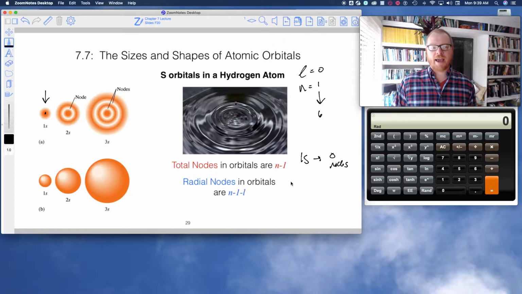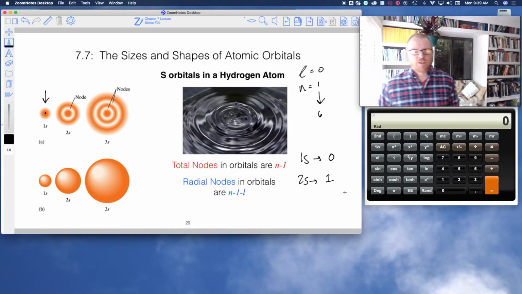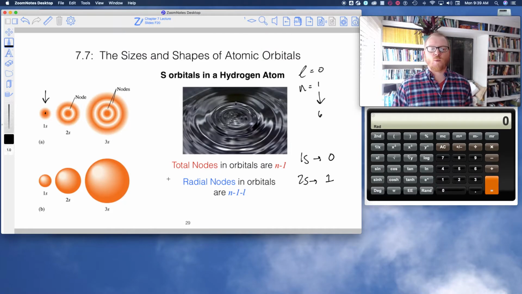Well, total nodes are n minus 1. So when we go to 2s, you can see that we have one, let me write this a little bit better. Okay, so I'm just going to say here this number that I'm referring to is the total number of nodes. Okay, and so we recognize that 2s has one total node. Okay, so what kind of node is it? Well, in terms of nodes, we have radial or angular.